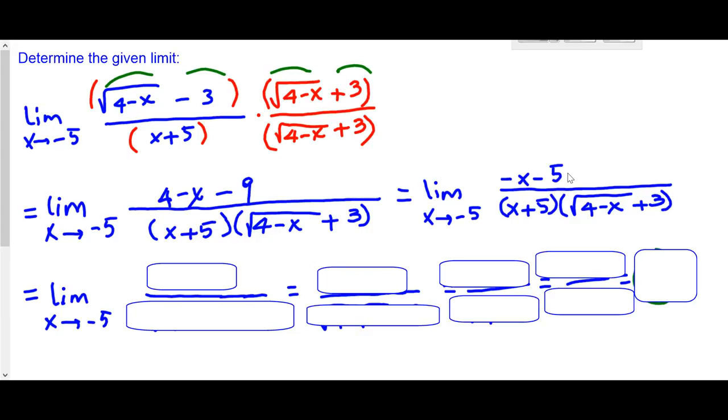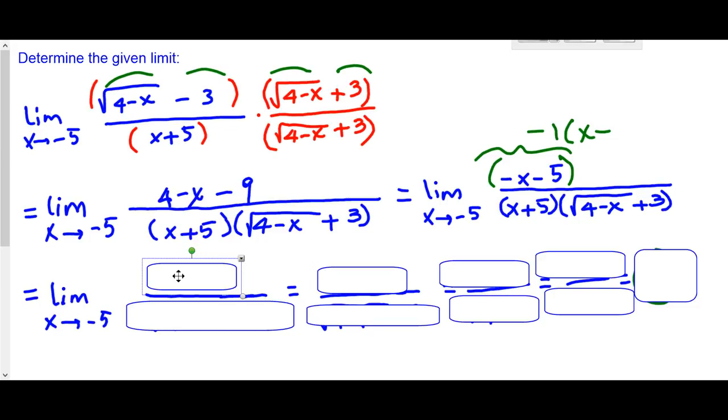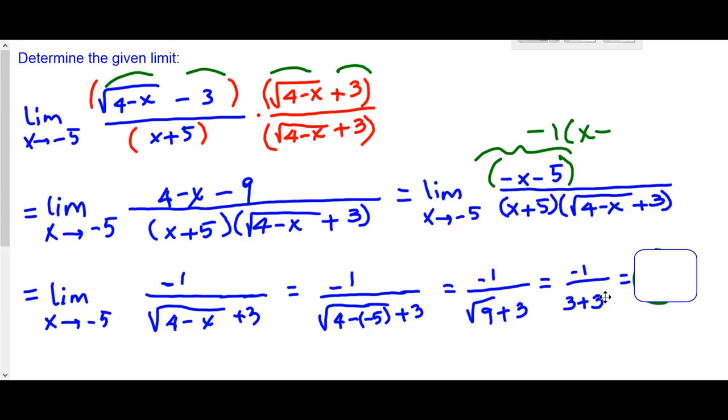Now, when you cancel negative x minus 5 from the top with x plus 5 on the bottom, just notice that this is negative 1 times x plus 5, so there's going to be a negative 1 left behind when you cancel those. The denominator also has reduced because we canceled the x plus 5. Finally, plug in the limit of negative 5. Don't forget 4 minus negative 5 will be 9 under the radical, and then simplify it. The negative 1 on the top remains, and the bottom will be 6, so negative 1 over 6 is your final answer.